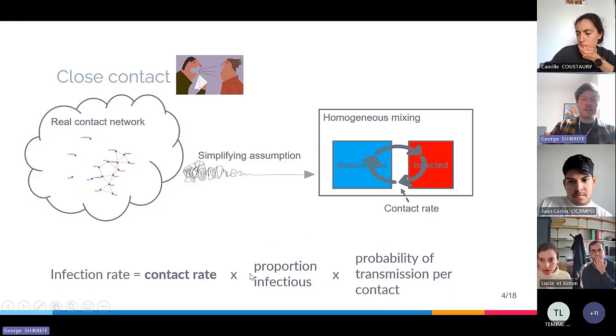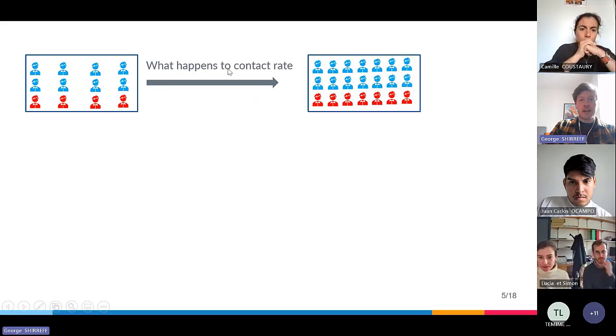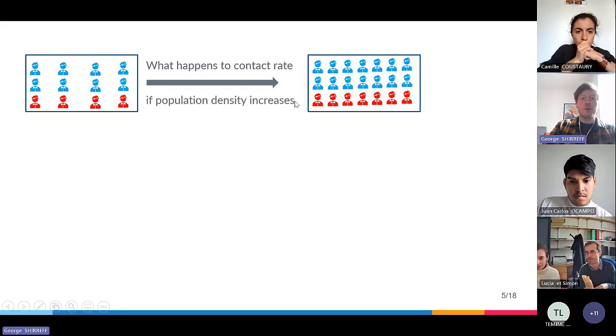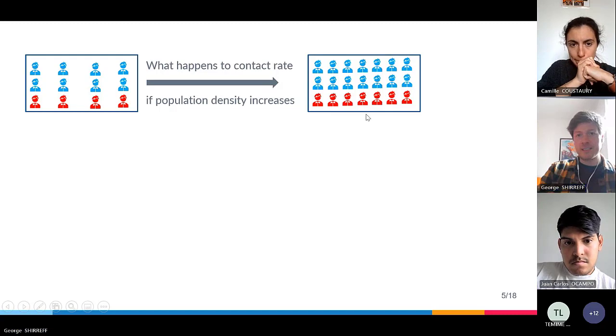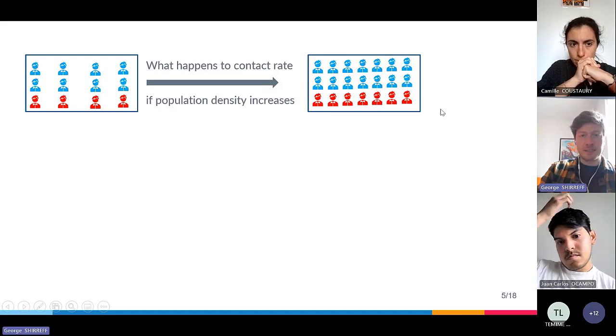We can assume that they're not directly affected by the population density. So I'm going to focus on this contact rate, which we think might be. So what happens to the contact rate if we increase the population density? So if we go from this situation to this situation with the same proportion infected, but just a larger number, like a more dense population.